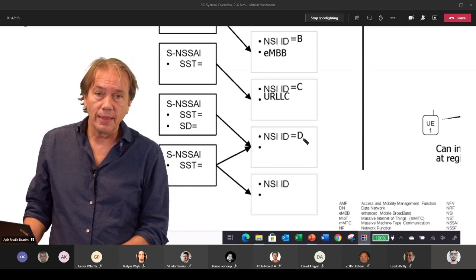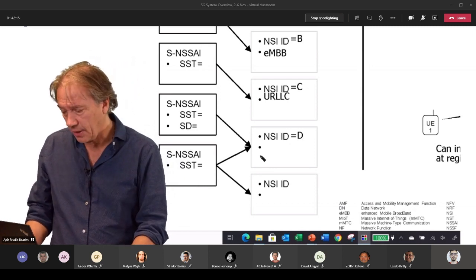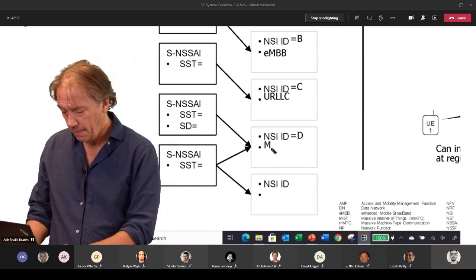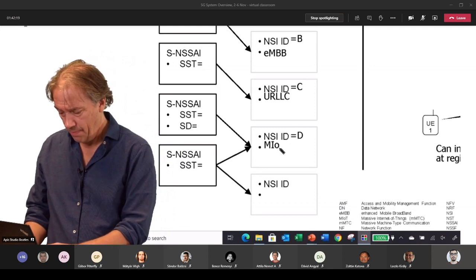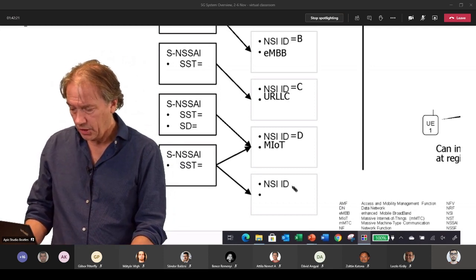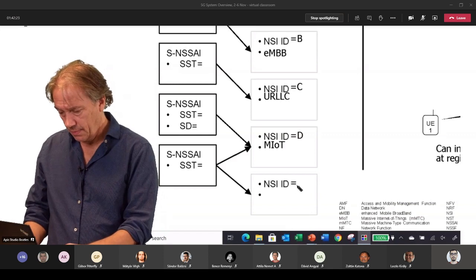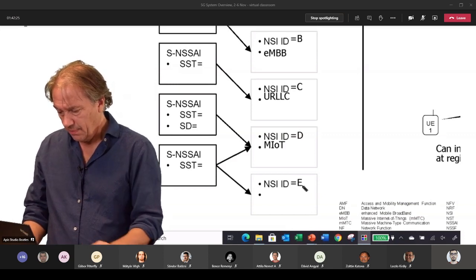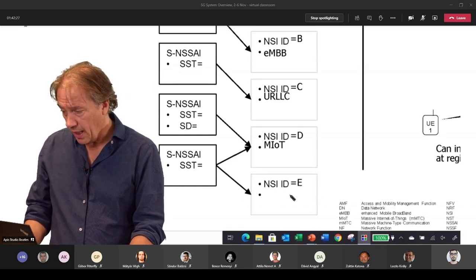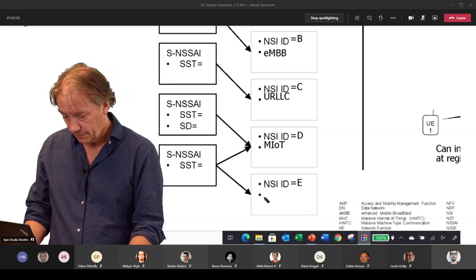Slice D is an MIoT slice. And slice E is also an MIoT slice.